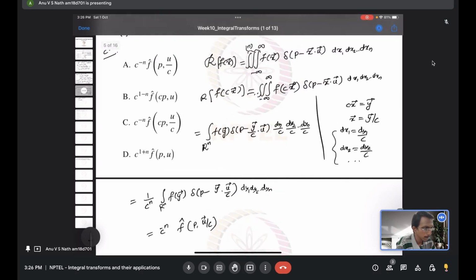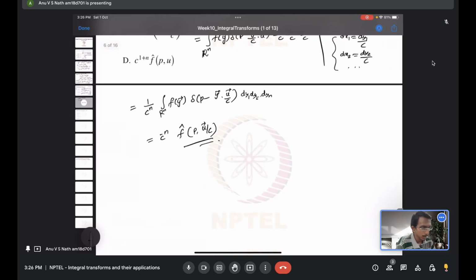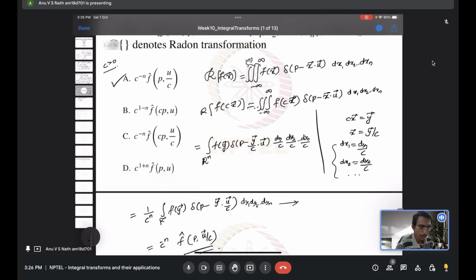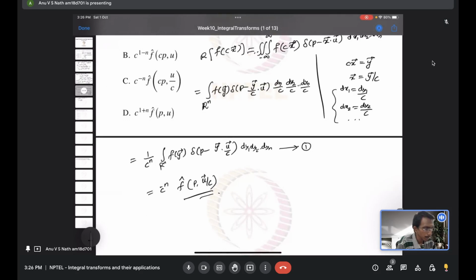So in that sense option A will be the correct answer. So is this clear? Yes, sir, clear. Good. So we could have stopped here, but let's continue with one more step, so that we will get one more expression which is also correct in these options. That's why I'm continuing. So let's say this is expression 1.